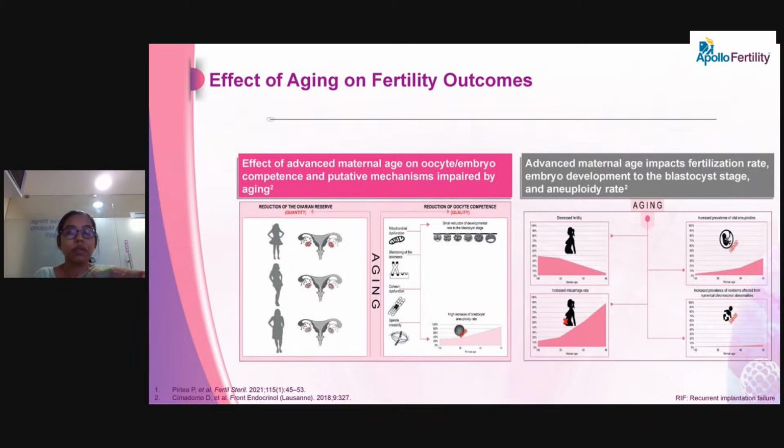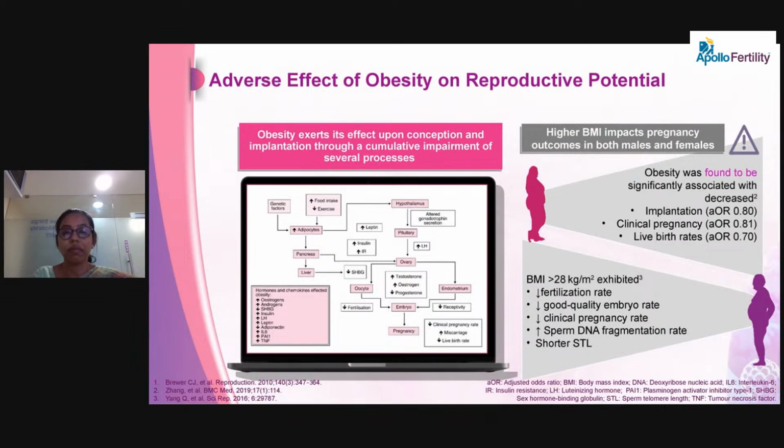As we know, the woman's age affects the fertility outcome. As the woman ages, the quality of the oocyte comes down. So advanced maternal age has an impact on the fertilization rate, on the embryo quality, as well as on the blastocyst formation rate. The chance of aneuploid embryos increases once the woman's age advances.